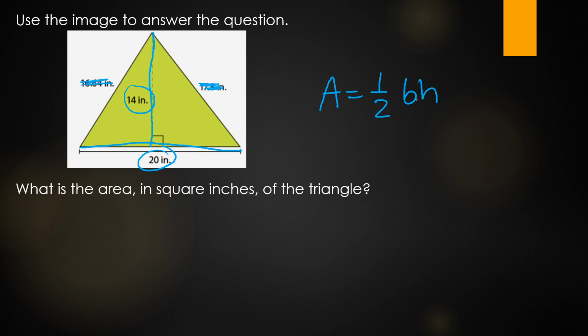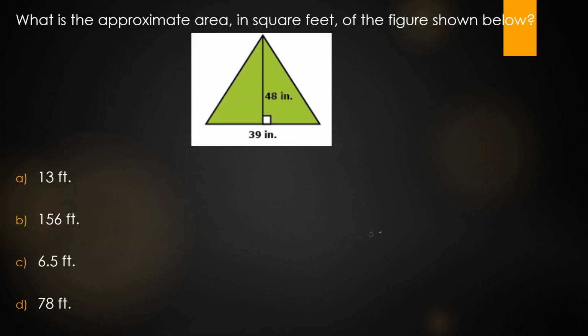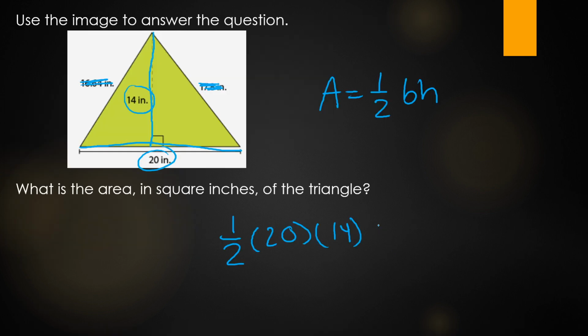So again, I know my base and my height are 20 and 14, so I need to do 1/2 times 20 times 14. And again, feel free to type this into your calculator. So I have 1/2, and I'm going to multiply that by 20, and I'm going to multiply that by 14. And I get 140. So the area of my triangle in square inches is going to be 140 inches squared.